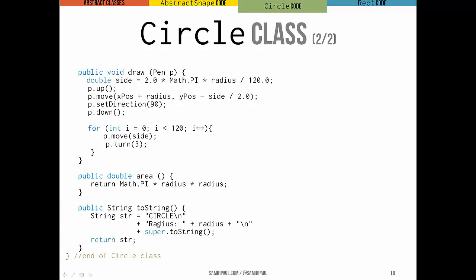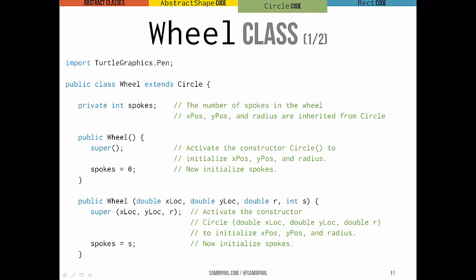You can see here we actually do call, as part of it, super.toString, which calls abstract shape's toString as a part of the string we're building here. We also have wheel. Wheel, just as before, extends circle, and we add a new instance variable, spokes. Everything else looks the same as it did before.